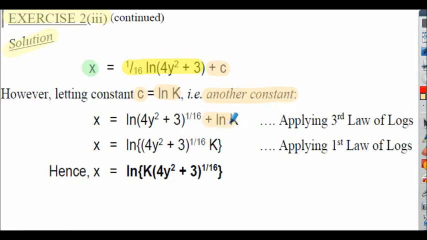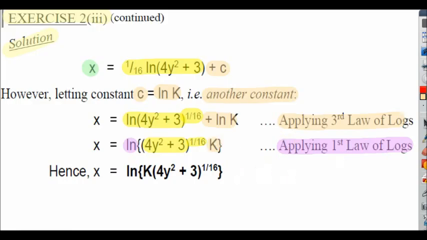So that's shown here. I've also in this line applied the third law of logarithms. So instead of multiplying the log function by 1/16, I'm now raising the log function to the power of 1/16. That's the third law applied. And on the next line I apply the first law of logarithms. So we're adding the ln functions together here. But using the first law of logarithms, we can now write this as ln of our bracketed term raised to the power of 1/16 multiplied by k.